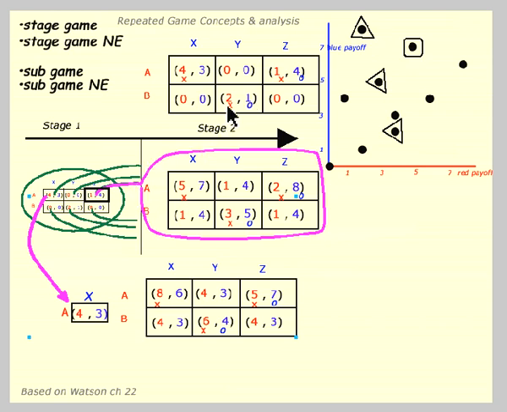Here's a Nash equilibrium here. There's a Nash equilibrium there. We could play this Nash equilibrium in the first round, that Nash equilibrium in the second round, and we get a 3 and a 5. So that's like a 3 and a 5. And oh yeah, that is a Nash equilibrium. Okay? So you can put together combinations of these stage game Nash equilibria to have a Nash equilibrium in the overall game.